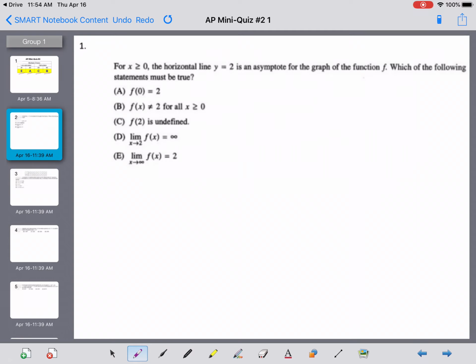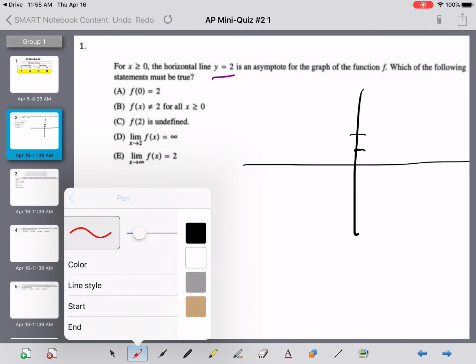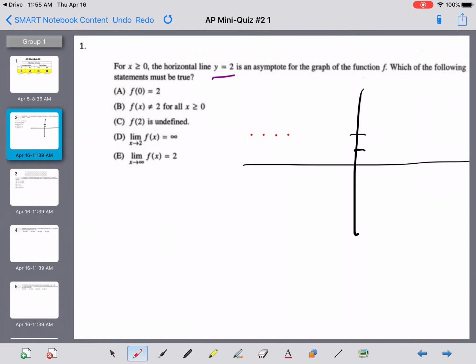Okay, first question right here. We've got a horizontal line, y equals 2. That's an asymptote for the graph of the function, and then which of those statements must be true. So if we were looking to graph this, there's not really a whole lot that we can say about it for certain right now, other than the fact that at 2, we usually do asymptotes in red, so let's do that. We've got a horizontal asymptote cutting right through here, and that's really all we know for sure.